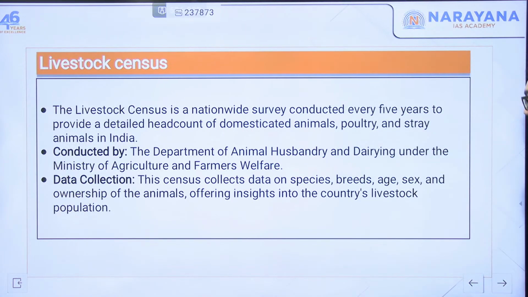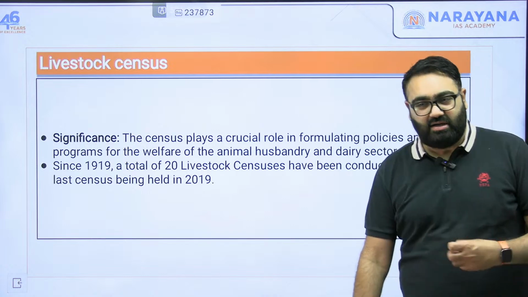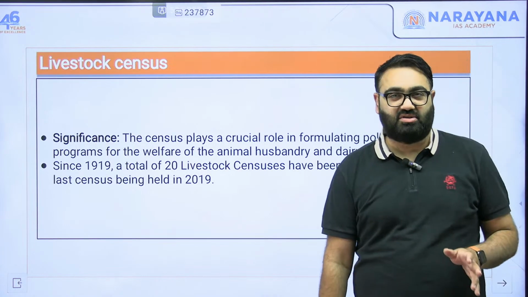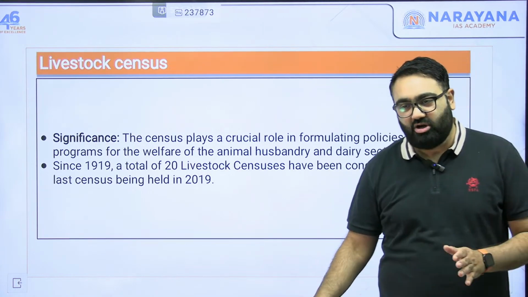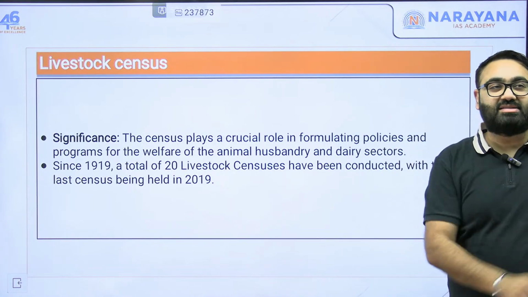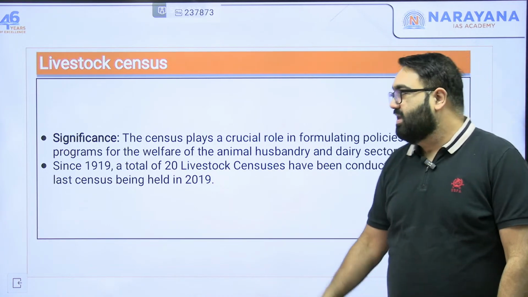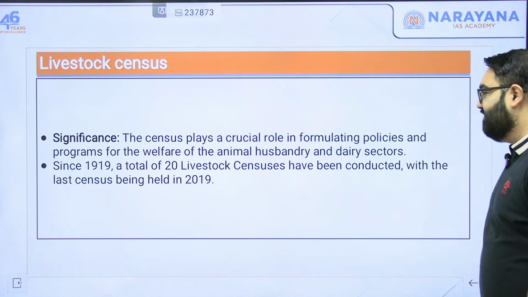Again, please remember, the one that has started now is the 21st livestock census. That data has not come out so far. The 20th census was in 2019. It is done once in every 5 years.